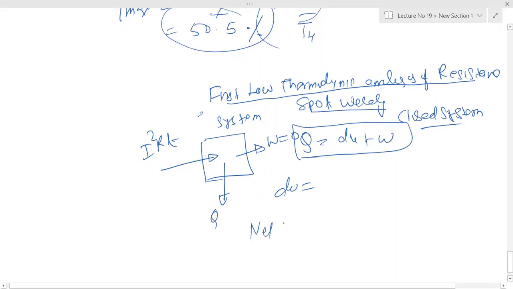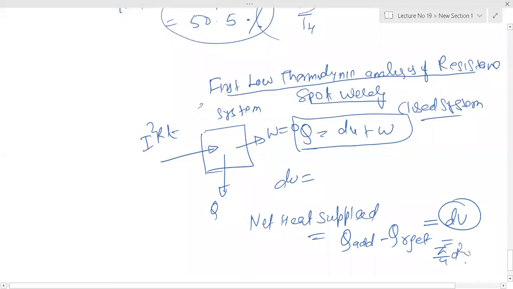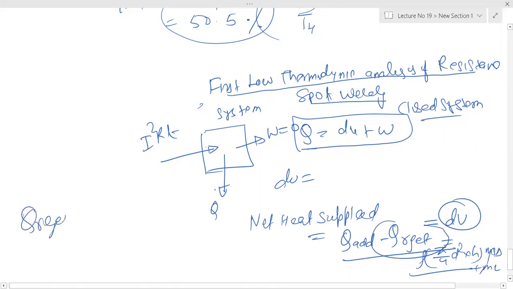So net heat supplied is equal to Q addition minus Q rejection, and that will be used to change the internal energy. And here internal energy change is pi/4 d square into H into m s delta T plus m l, not M. So what is the Q rejected? You can calculate Q rejected.